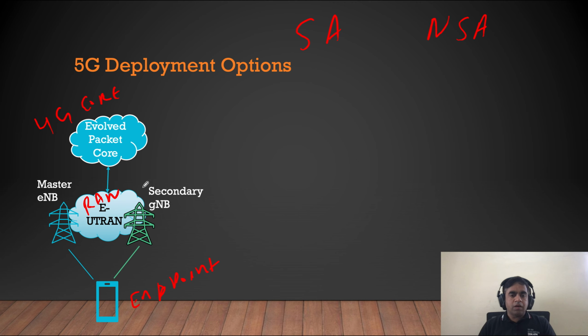So this endpoint is connecting to this E node B, which is acting as a master here. And then this is also connected to the G node B, which is a secondary node. G node B is 5G and E node B is for the 4G. So here your 4G E node B in the access network is acting as a master, whereas the G node B is acting as a secondary node. Rest all the components, whatever you see in the core, are 4G.